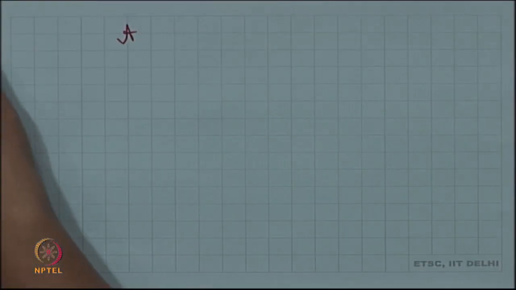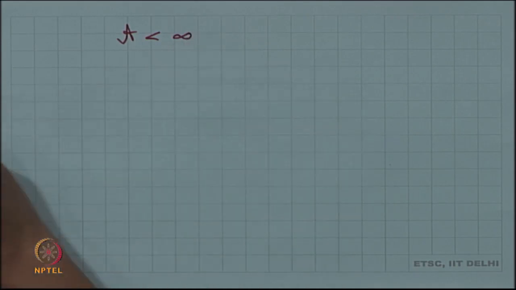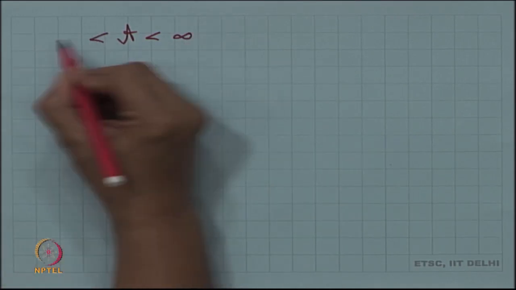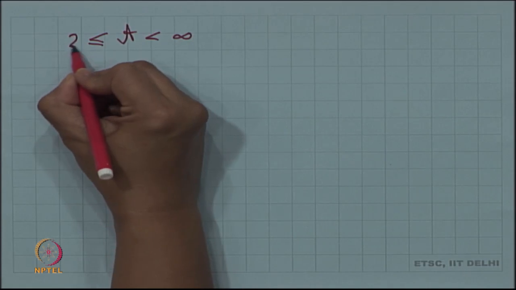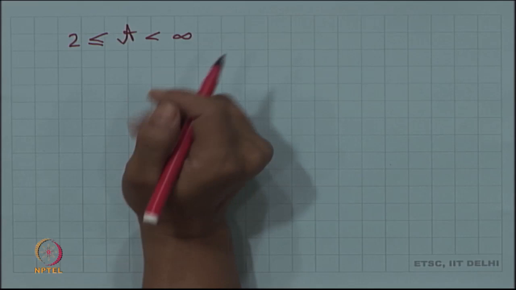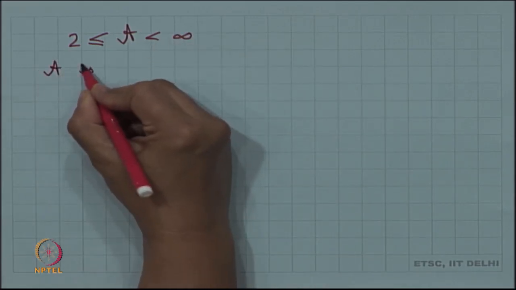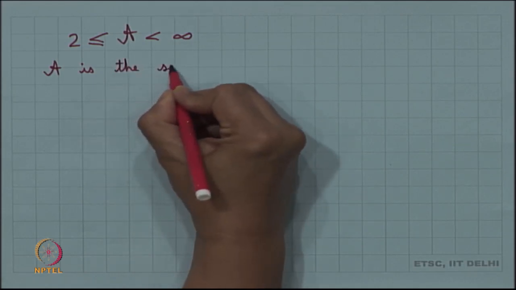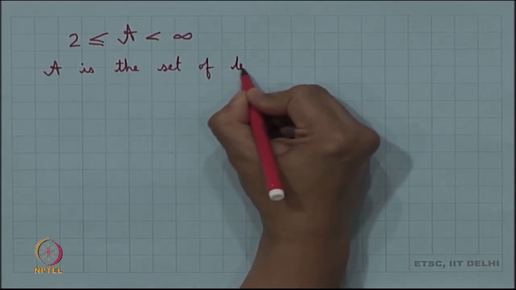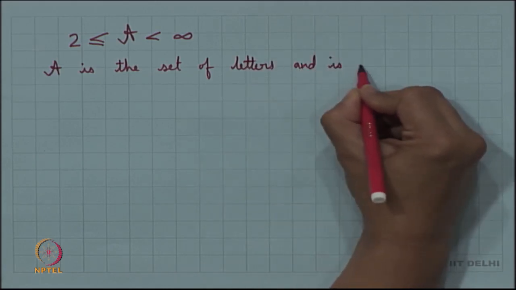The starting point of this theory is we take up a set A. This is a finite set. We want our A to be a finite set, and of course, A should contain at least 2 elements. So, A is our set with 2 ≤ |A| < infinity. The elements of A are called letters, and A is called the alphabet set.